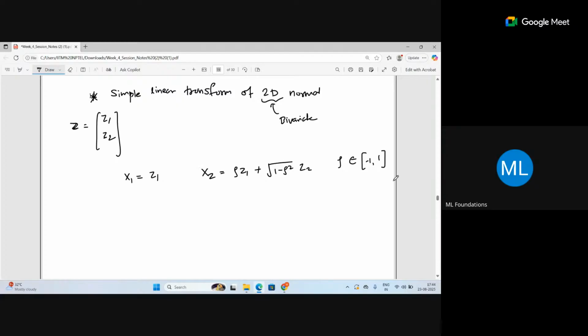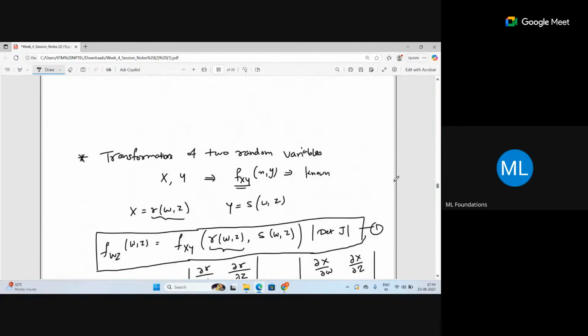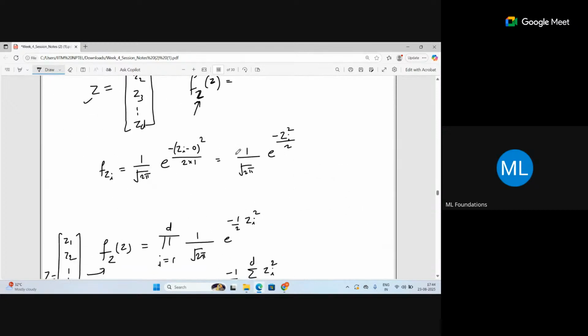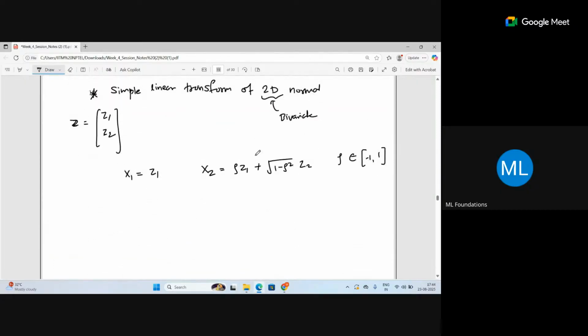So are you able to see this kind of analogy here, the one which we have seen here? There are two random variables x and y, correct? And x is a function of w and z, and y is a function of w and z. Similarly, here x1 and x2 are two different random variables, but x1 is a function of z1 and x2 is a function of z1 and z2.